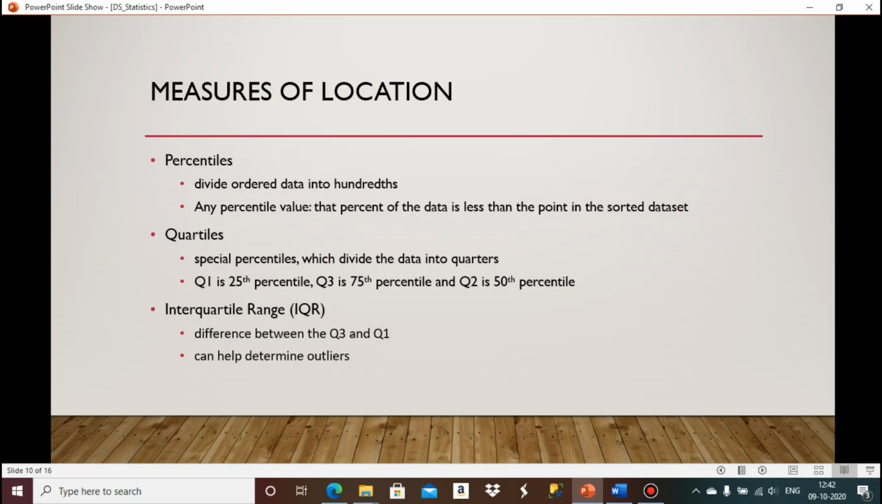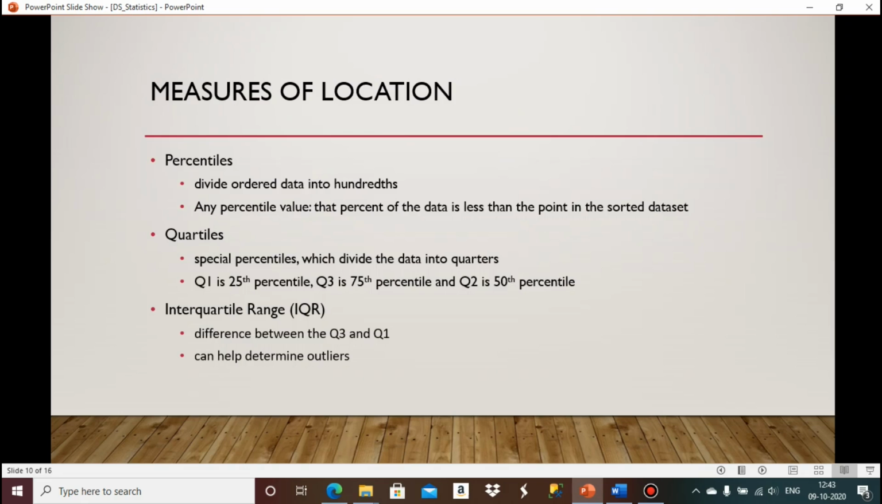Then comes quartile. So what is quartile? It is a special type of percentile which divides the data into quarters. In percentile you have all possible percentiles from 1 to 100. So 25th percentile is known as quartile 1 or Q1. 75th percentile means Q3 and 50th percentile means Q2. 50th percentile also can be represented as median, because what is median? Median is the middle value of a sorted data set.